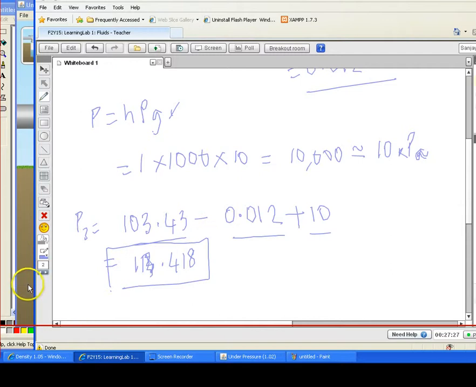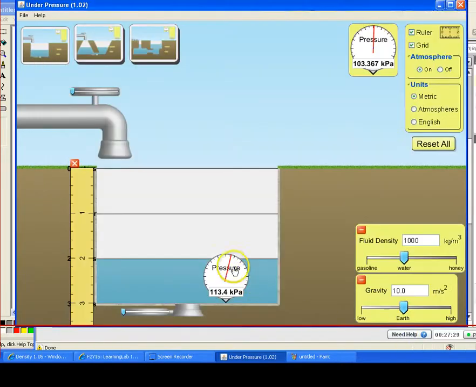Okay, and what do we actually observe? I'm switching back to the experiment. Isn't that what we observe? 113.4. So within experimental error, are we getting pretty much what we expected?